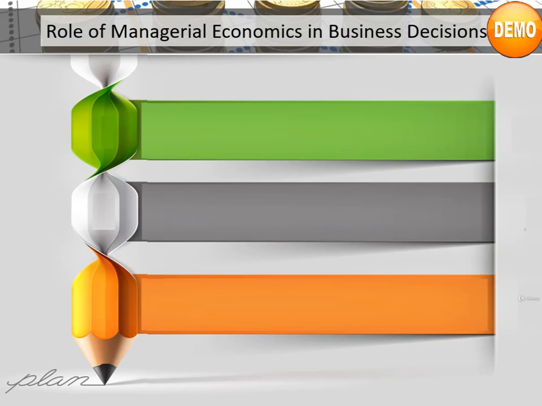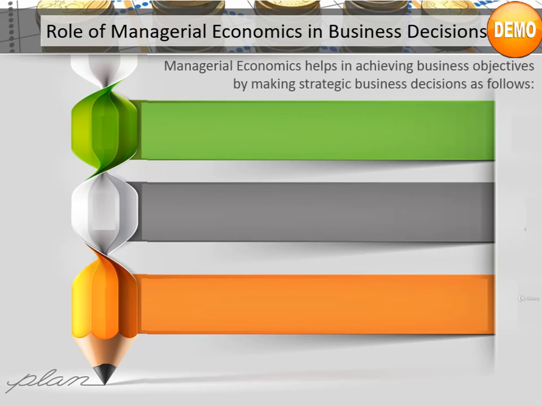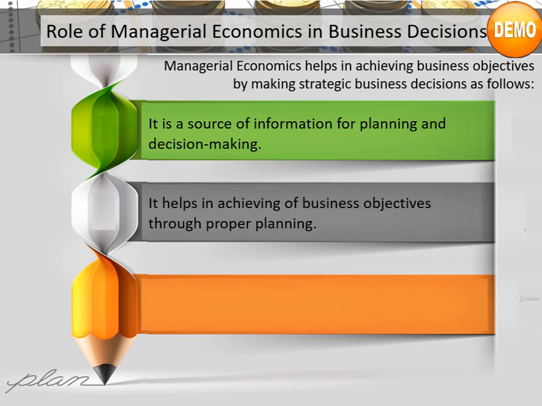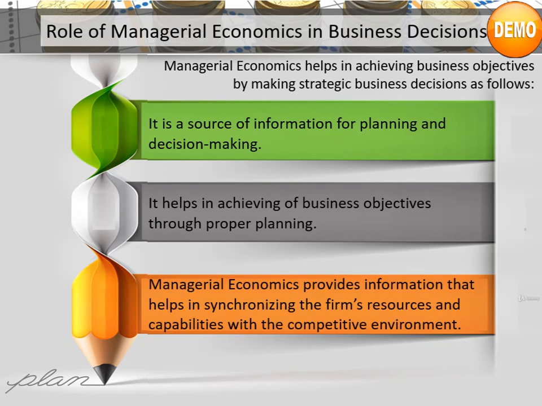Role of managerial economics in business decisions. Managerial economics helps in achieving business objectives by making strategic business decisions as follows. It is a source of information for planning and decision-making. It helps in achieving of business objectives through proper planning. Managerial economics provides information that helps in synchronizing the firm's resources and capabilities with the competitive environment.